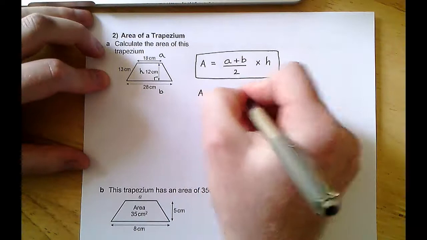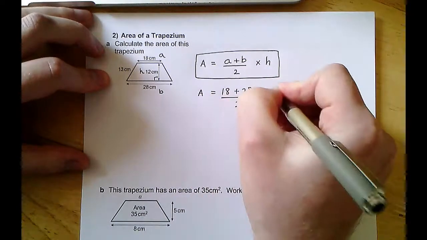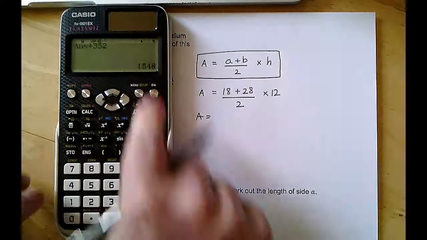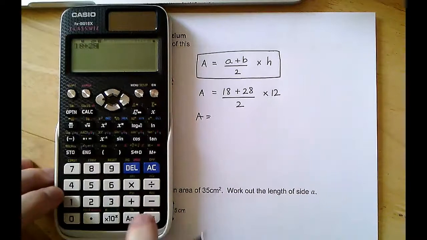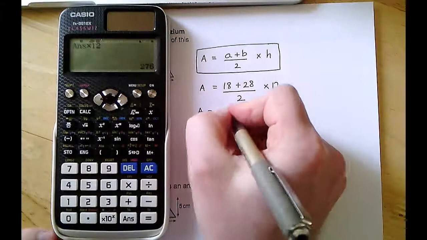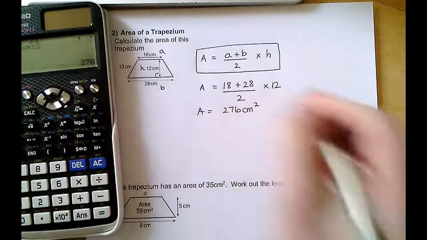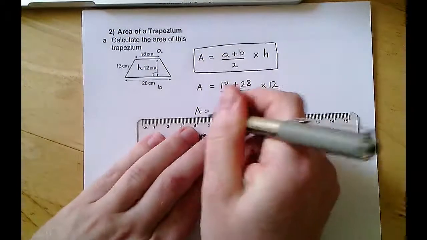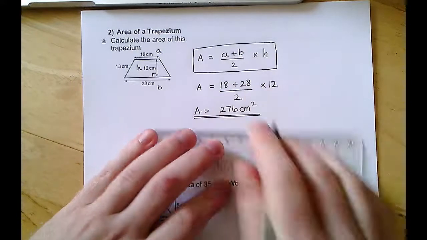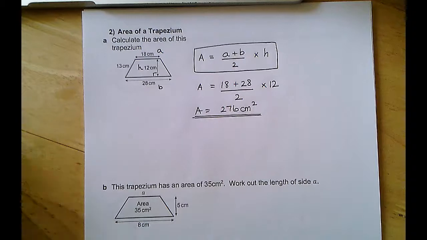So just substitute into the formula. 18 plus 28 divided by 2 times 12 is 276 centimeters squared. So again, it should be really straightforward.